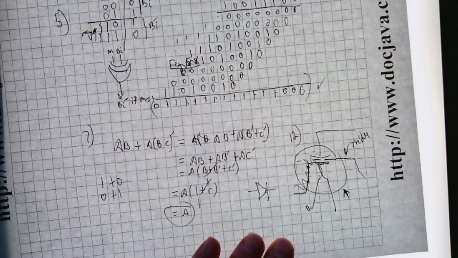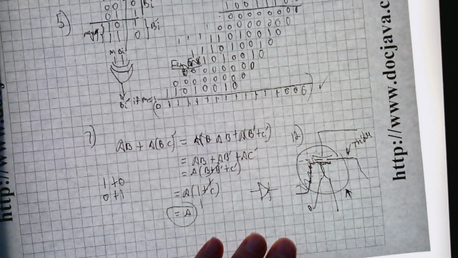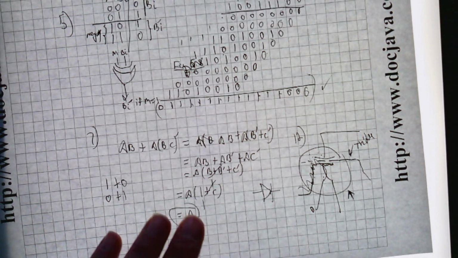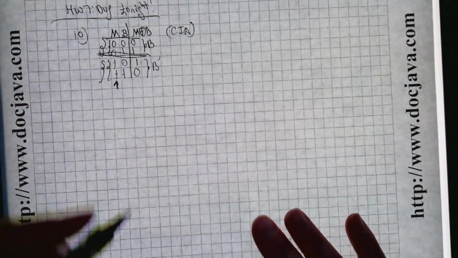Any other questions about homework 7? Going once? Going twice? Question 22 and 23. Oh, you want a twofer? Wow, we have to charge double for that. Let's see. 22.